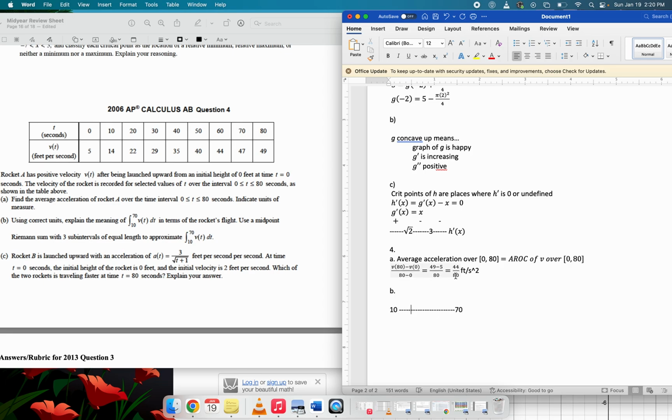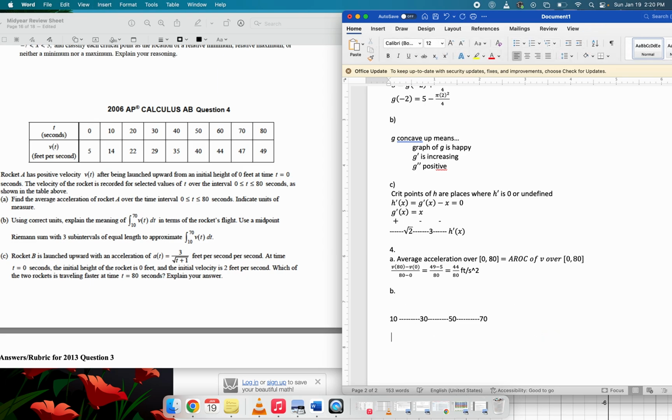I think each subinterval is going to be 20 units long. Like, so 10 to 30, 30 to 50, and then 50 to 70. I think those are your three subintervals. We're doing a midpoint Riemann sum, so we're going to use the midpoint to tell us how tall each rectangle is.